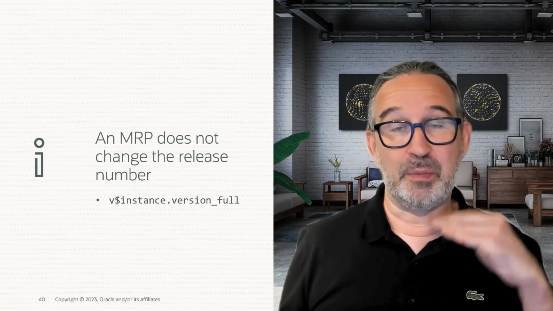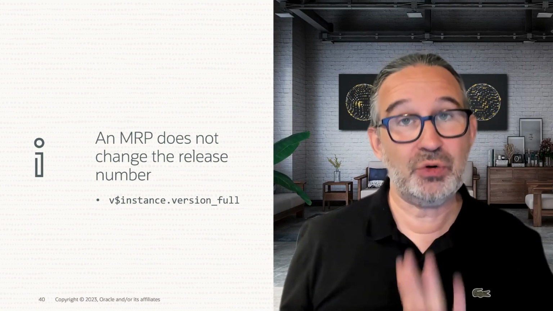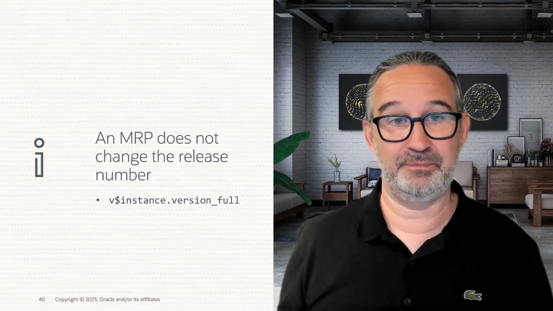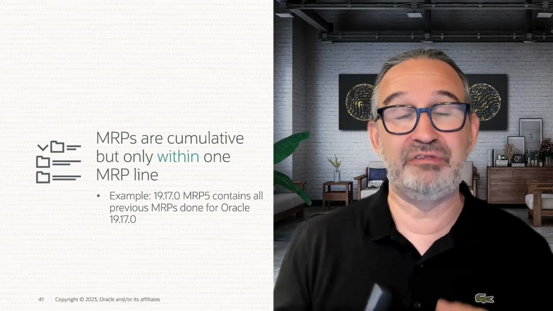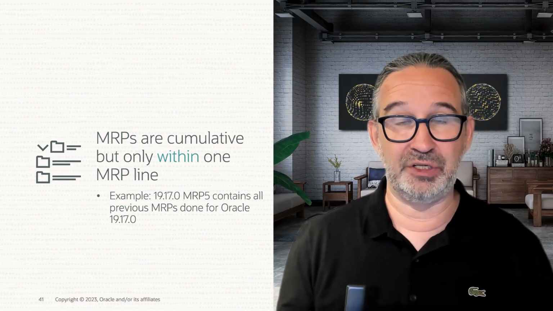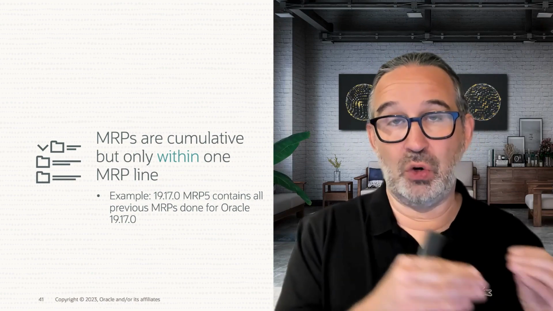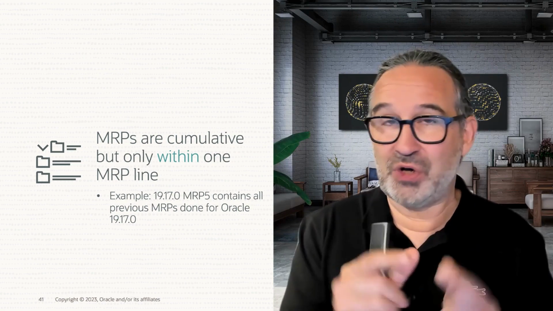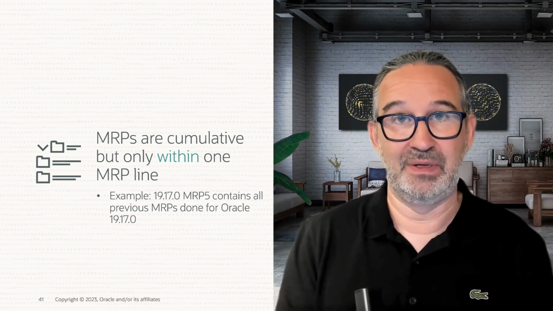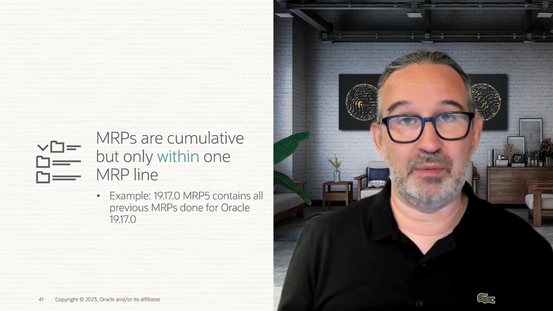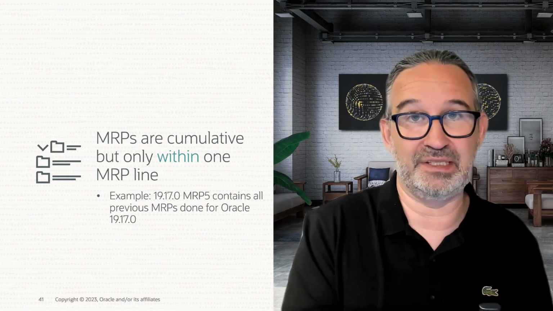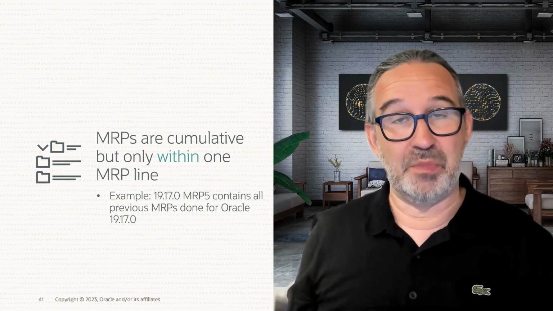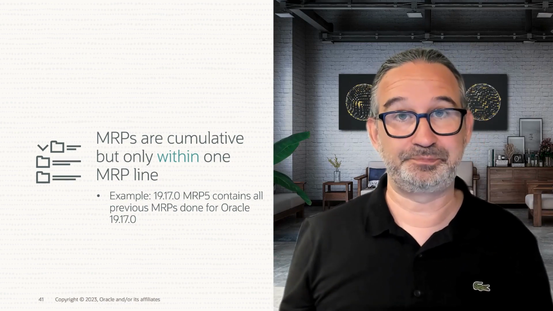And again, an MRP is a convenience package. You don't have to. You can also download the one-offs piece by piece if you prefer that. They're cumulative within one line of an RU. That means you saw 6 MRPs on top of 19.17. Now you can't take them and put them on 19.18, and vice versa. You can't take an MRP from 19.18 and put it on top of 19.17, because ideally all the things are fixed in the most recent MRP for 19.18.